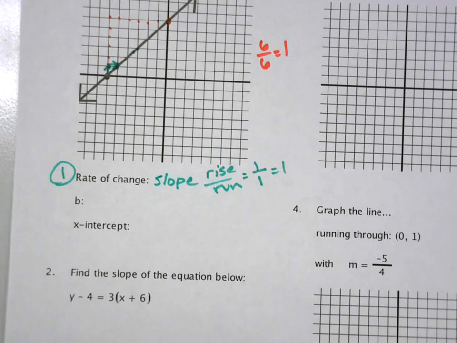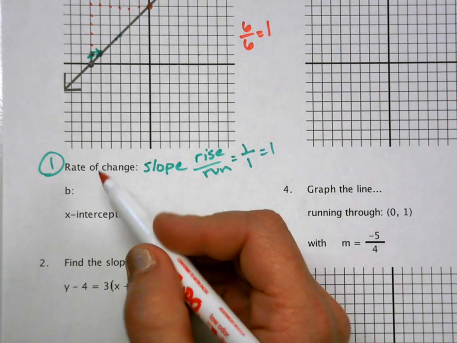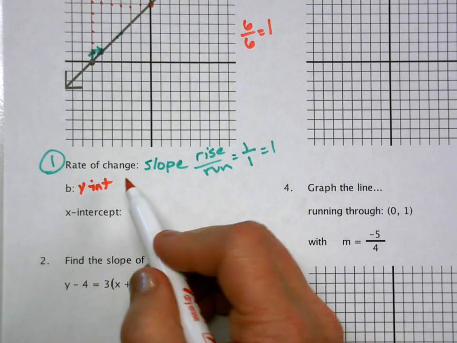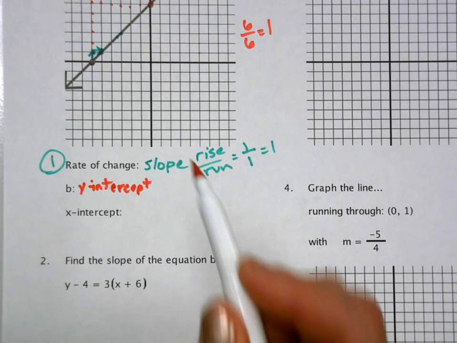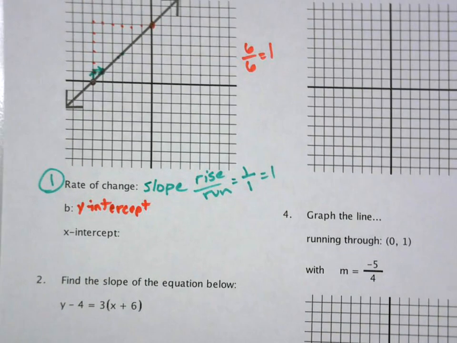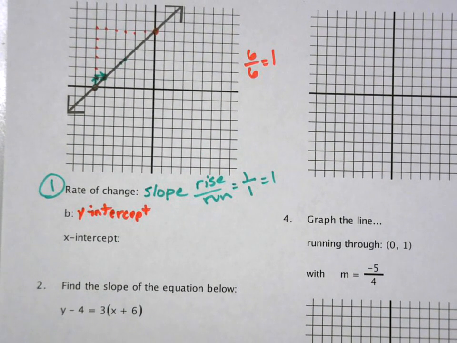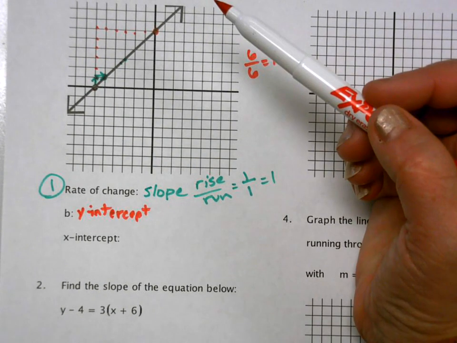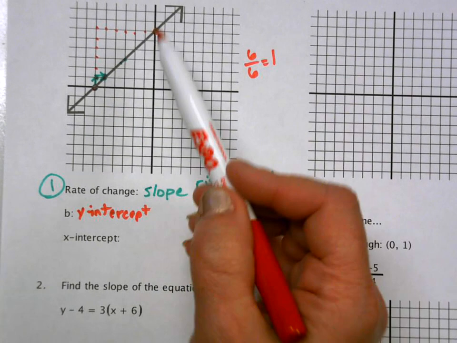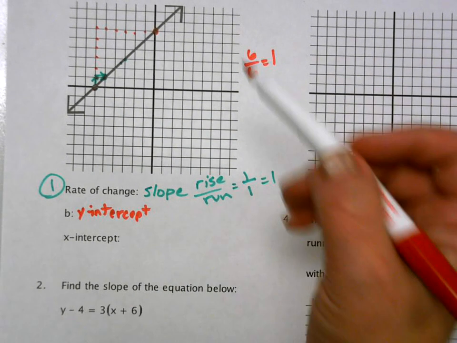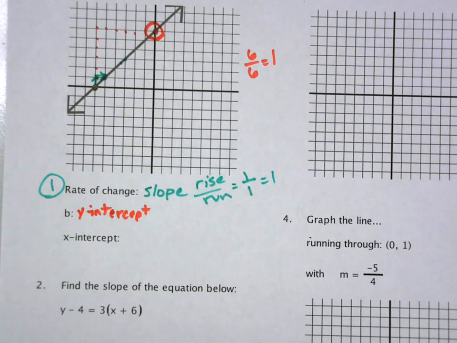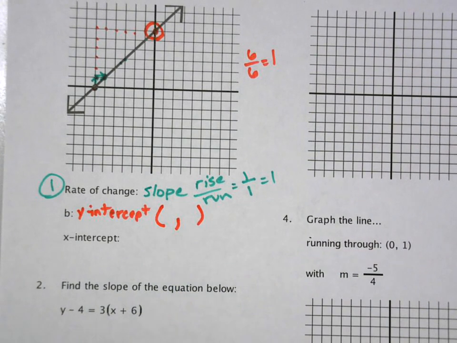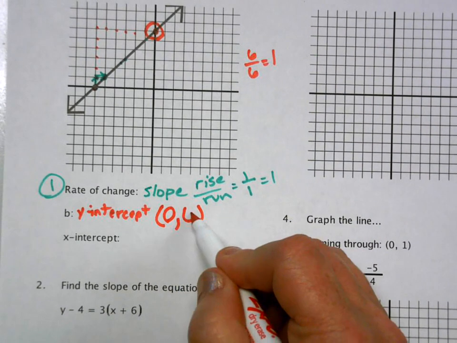So what's the next thing it's asking me for? Y-intercept. The b, which is the y-intercept. And what is my y-intercept? Where do I find it? Where it crosses the y-axis. So is that the one going this way or the one going up and down? The one going up and down. So this is my y-intercept. What is that coordinate? 0, 6. Right.